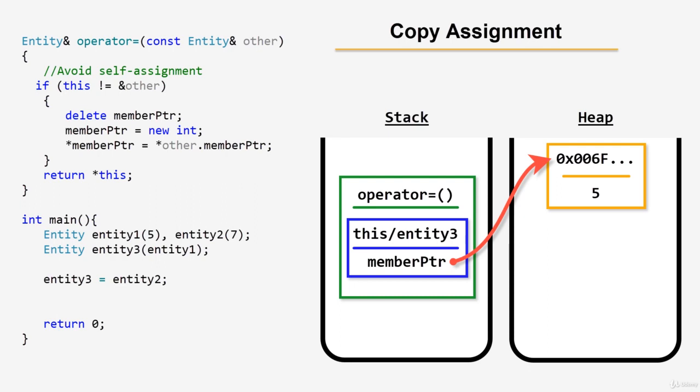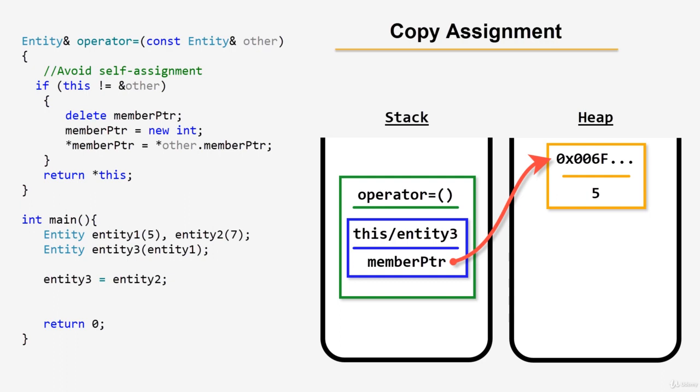In this example, we are concerned primarily with what's going on in the overloaded assignment operator. That is when we execute this assignment statement where we assign entity2 to entity3. From our previous discussions, it's clear that entity3 is going to be the calling object. So the stack frame which is on the stack here represents what's going on in that overloaded assignment operator. Then you can see we have the member pointer of this, or the calling object, in other words, entity3. That member pointer is pointing to some dynamic variable on the heap.